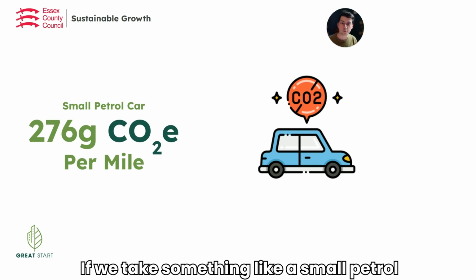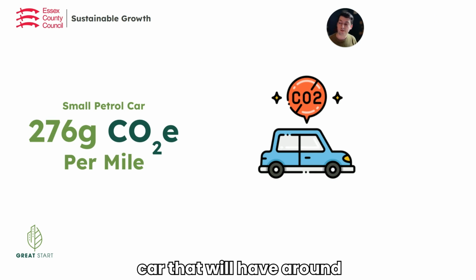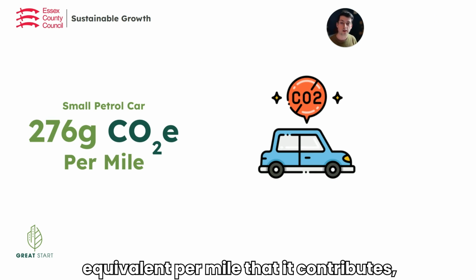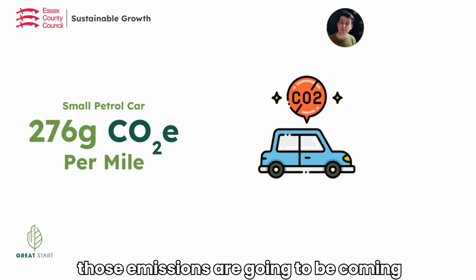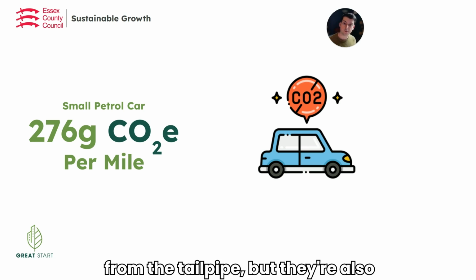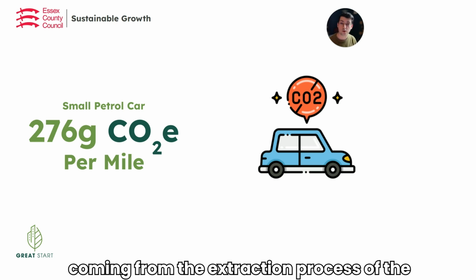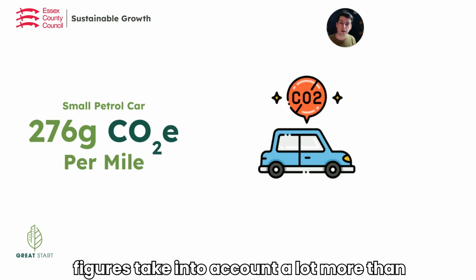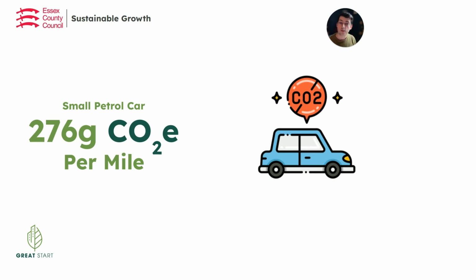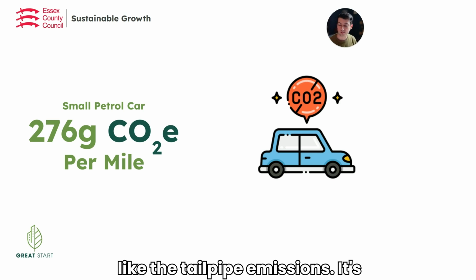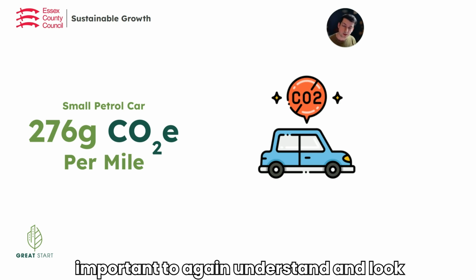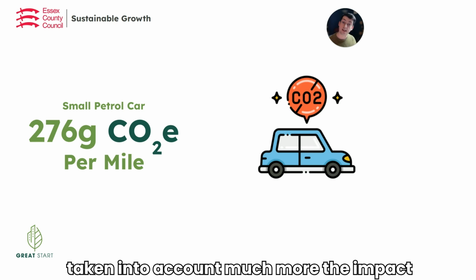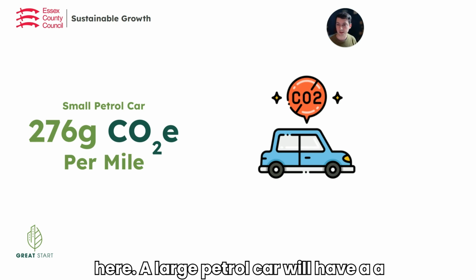If we take something like a small petrol car, that will have around 276 grams of carbon dioxide equivalent per mile that it contributes. Those emissions are going to be coming from the tailpipe, but they're also coming from the extraction process of the petrol, and therefore these government figures take into account a lot more than perhaps the manufacturer's emissions do, where sometimes they only include things like the tailpipe emissions. It's important to again understand and look for that E when you are quoting any of these figures, because that means it's taking into account much more of the impact here.